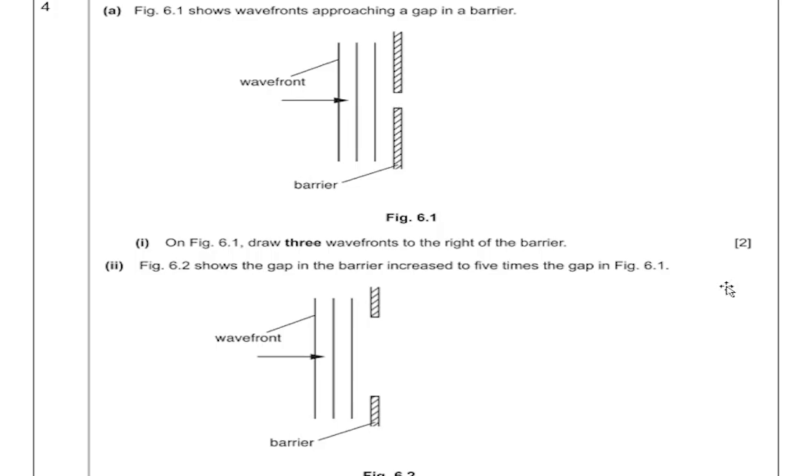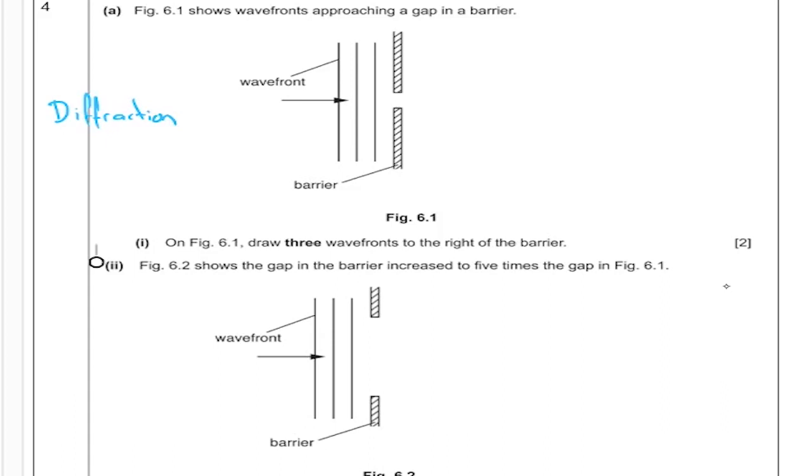All right, so another waves question for you now. You're shown wavefronts approaching a barrier with a gap, and you're asked to draw three wavefronts to the right of the barrier. First thing you need to know is that this phenomenon that's going on is diffraction. So diffraction is the spreading out of waves after a barrier.